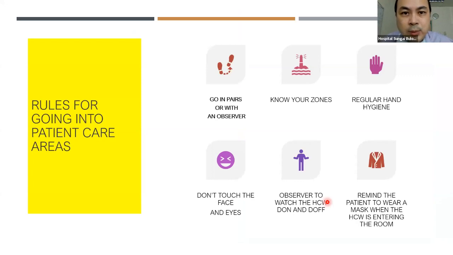So the rules that we have for healthcare workers, if you're going into the room, go in pairs, or if you have to go in alone, there's one more person who is observing what you do so that they can remind you, or so that if you need help, they can help. If I need another FBC bottle, or I need a stethoscope, somebody is there to help take it for you. Okay, know your zones.